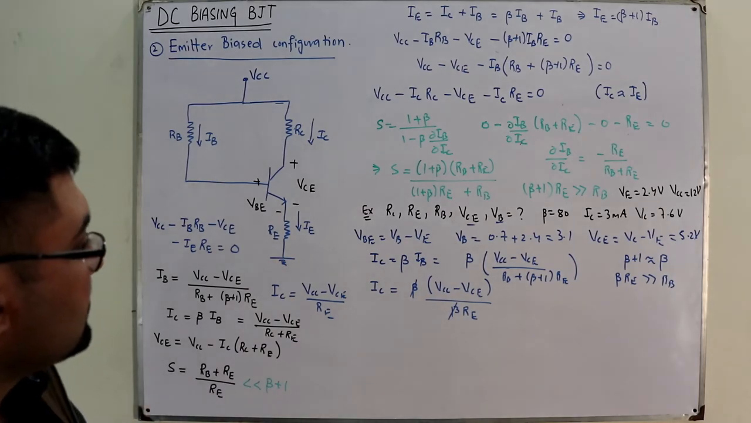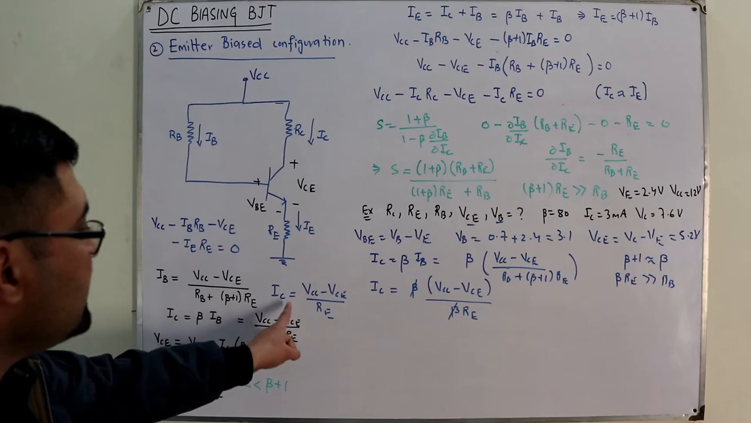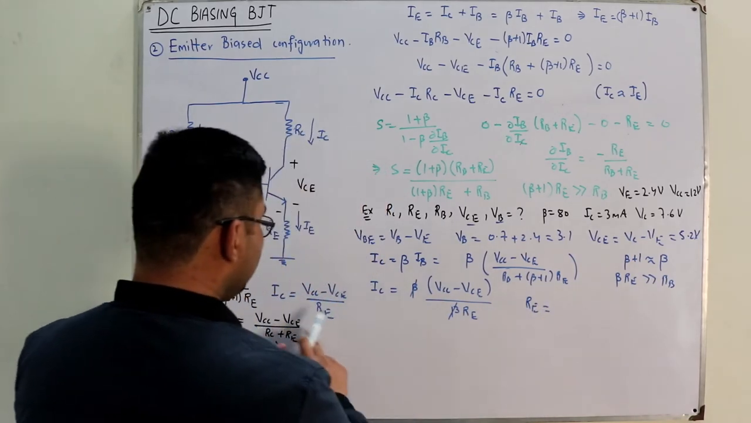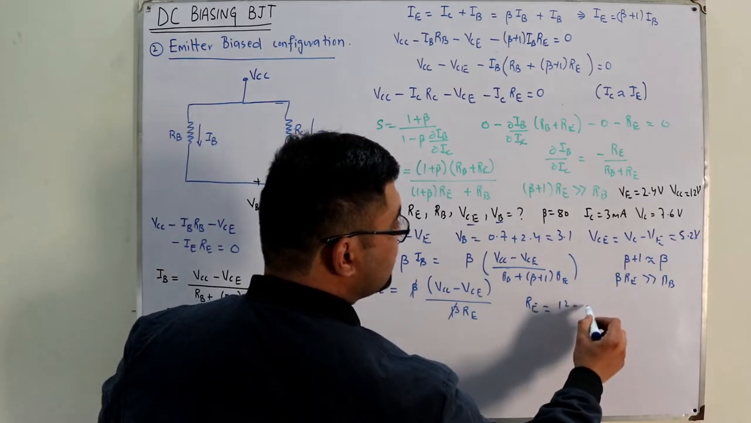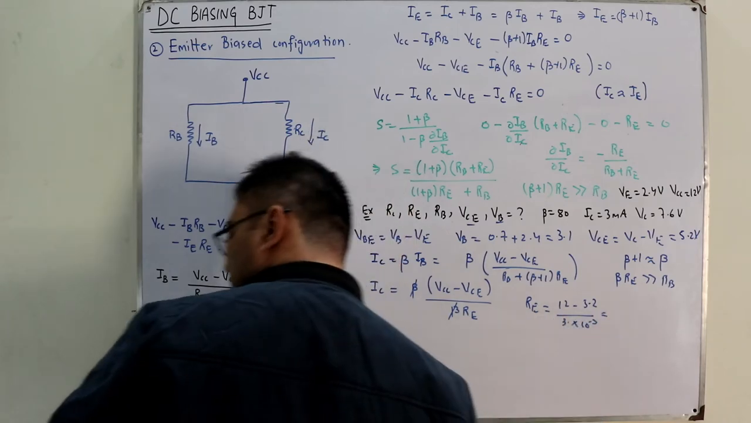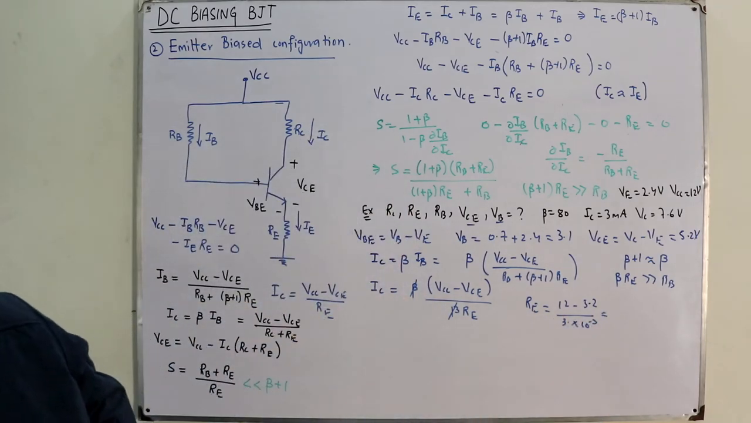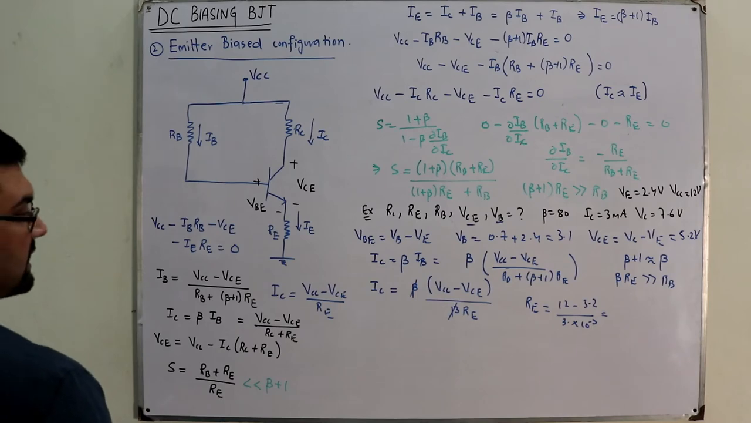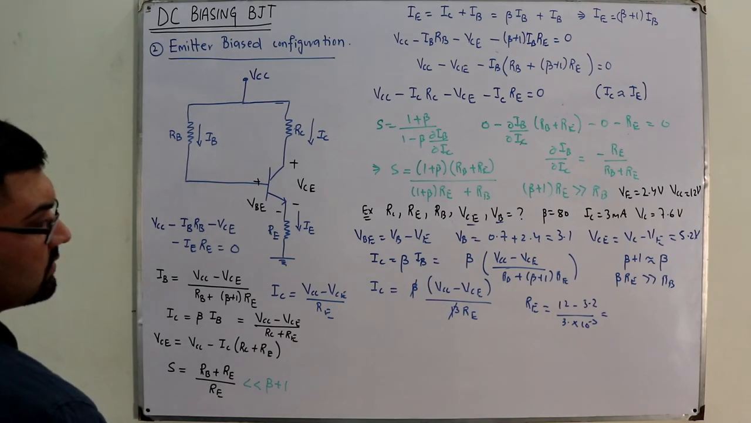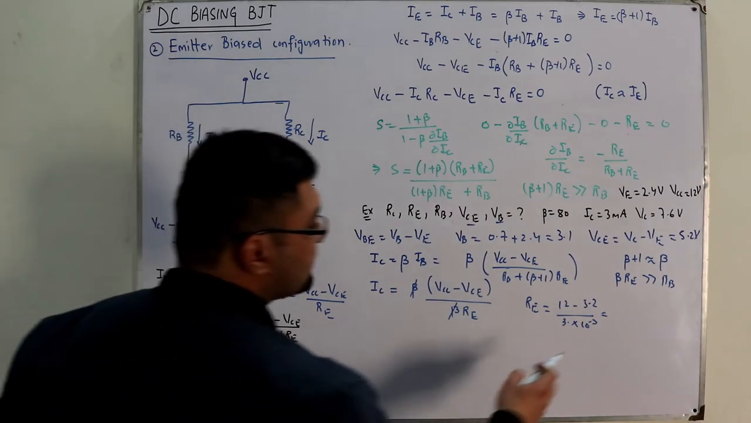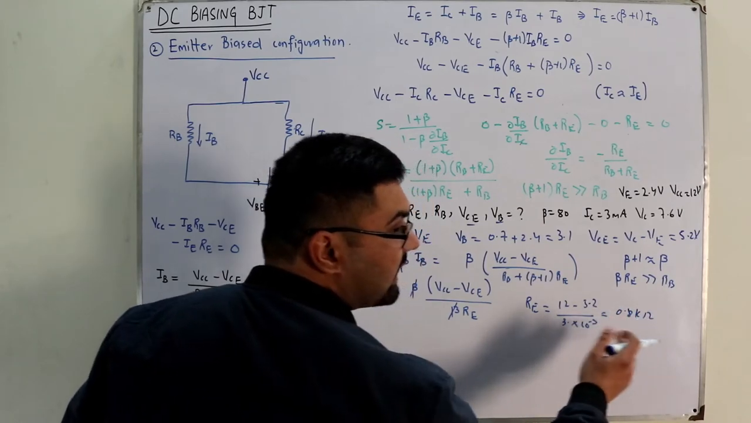Now have a look. You have IC, you have VCC, you have VCE. So you can find out RE. RE would be VCC is 12 minus VCE is 5.2 divided by IC is 3 milliamperes. The RE value is 0.8 kilo ohms. Wait, I have a mistake somewhere. Let's just write it over here, 0.8 kilo ohms, and then we'll see what is happening.